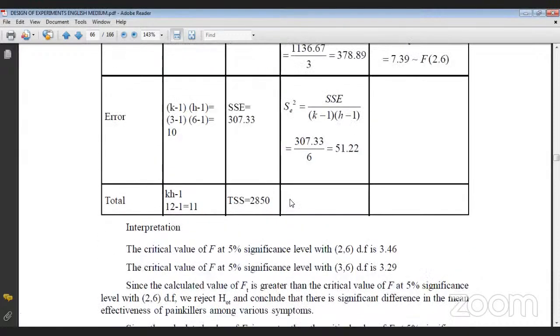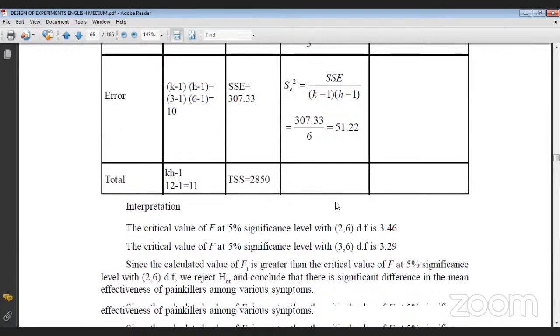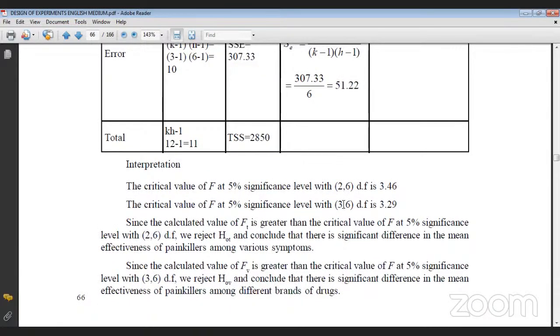Correct, sir. 51.5. Then kh minus 1 is equal to 4 into 12 minus 1, so therefore kh is equal to 50. The critical value at the 5% significance level with 260 degrees of freedom, you can use the tables and find out the value.